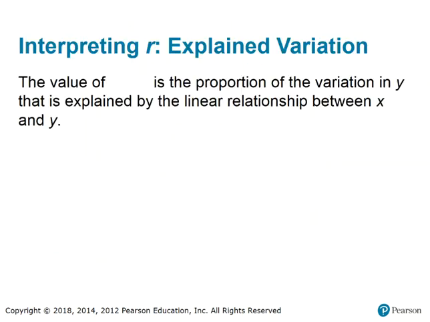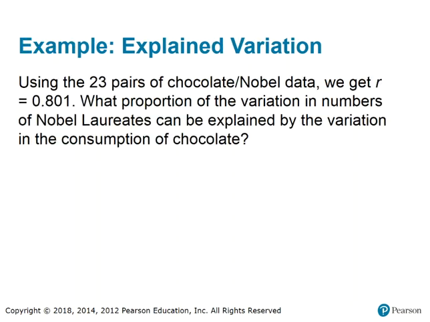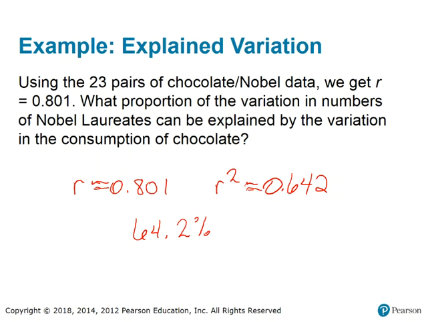Now the value of r squared is the proportion of the variation in y that is explained by the linear relationship between x and y. Now we just had an r value of 0.801. If we were to square that, and I actually would square the whole number, I wouldn't square the rounded number, we get approximately 0.642. If I change that to a percentage, it would be 64.2%.